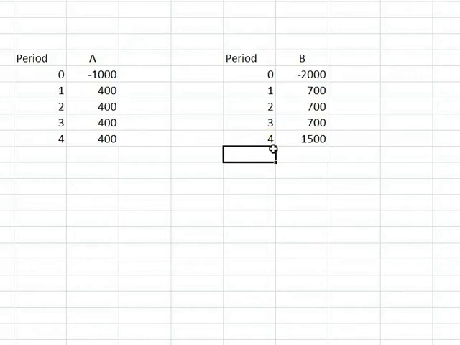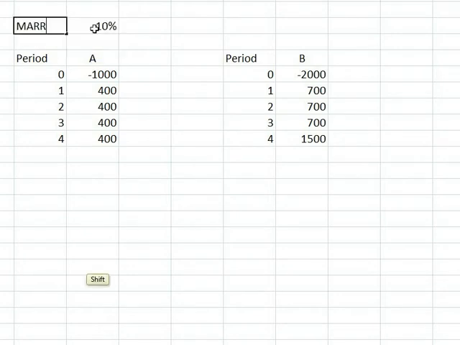Let's consider two projects. Project A has cash flows for t equals 0 to 4. The cash flows are 1,000 first, and then for years 1 through 4, 400. For project B, we'll have an initial investment of $2,000, and then in years 1, 2, and 3, 700, and in the fourth period, $1,500. Let's assume that the time value of money for both is 10%. That is, the minimum attractive rate of return that we're going to use for both projects is 10%.